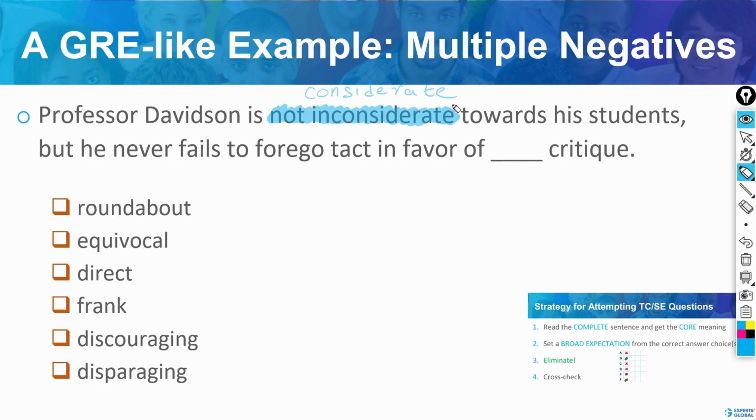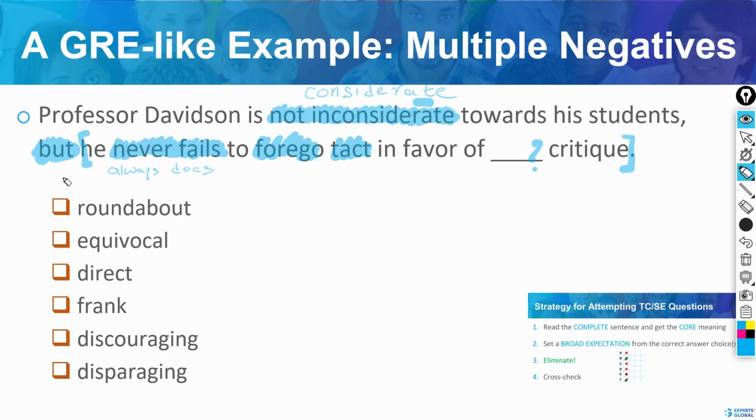So the professor is considerate towards his students, but. So we are expecting a shift in meaning here. Whatever follows needs to be something which is in contrast with considerate. You see one more double negative here. Never fails means always does. So he always lets go of tact in favor of a certain type of critique. So he is letting go of tact in favor of a certain type of critique, which is supposed to be not very considerate because of this but here.